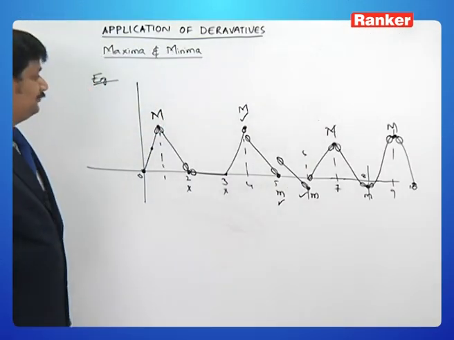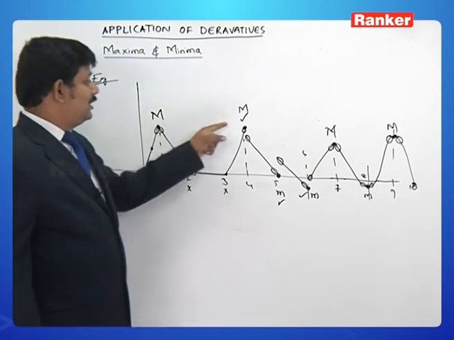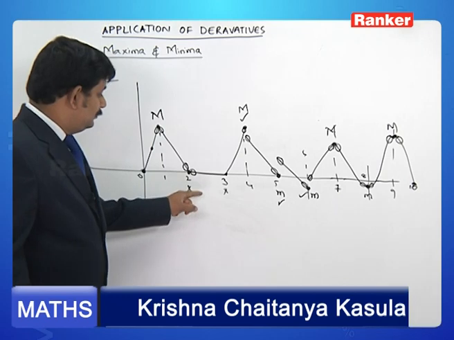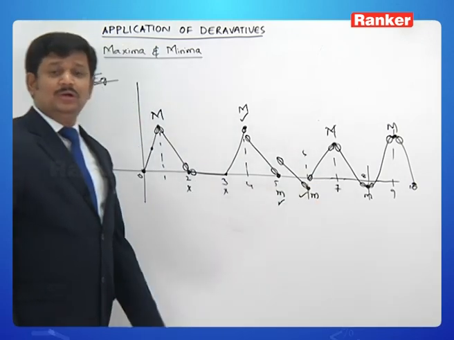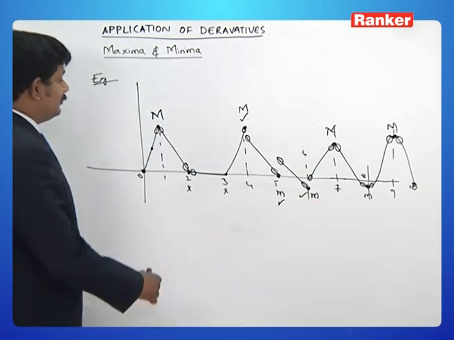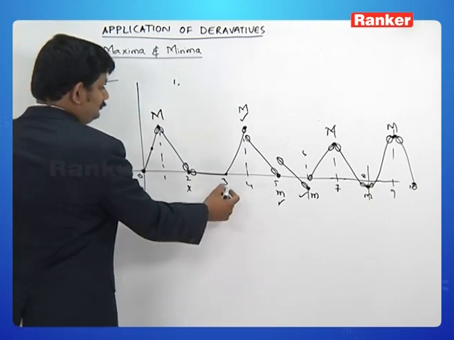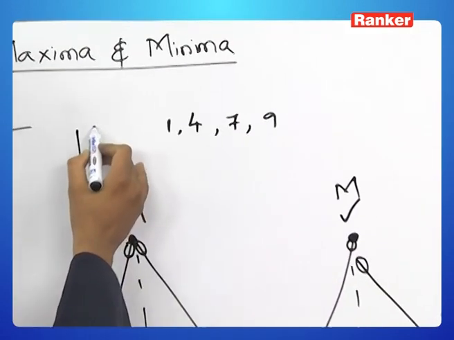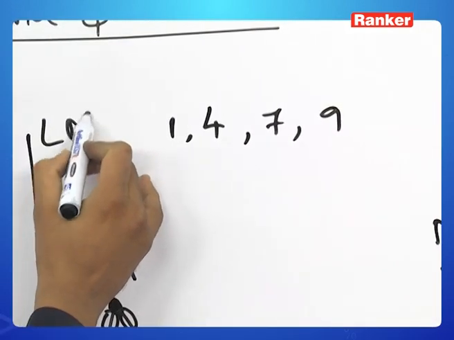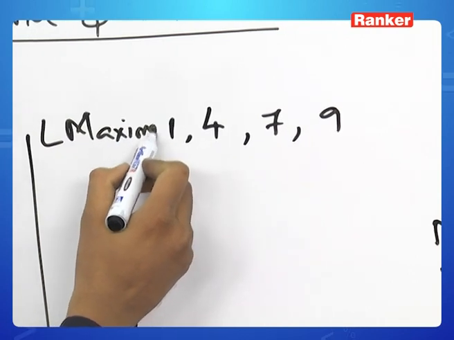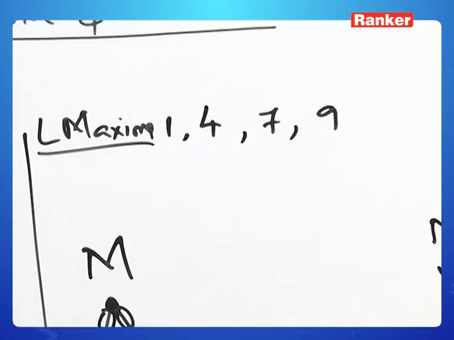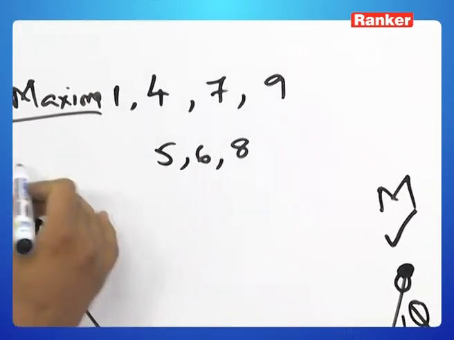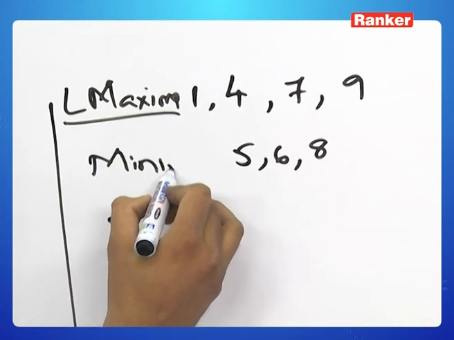So, on the entire graph, we have 4 points of local maxima or relative maxima and 3 points of local minima or relative minima. 1, 4, 7 and 9 are points of local maxima, and 5, 6, 8 are points of local minima.